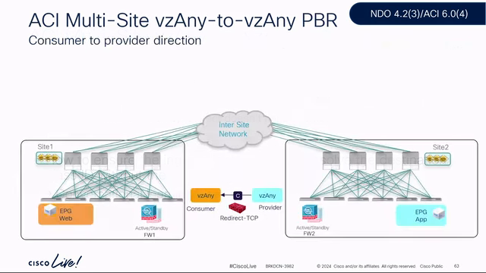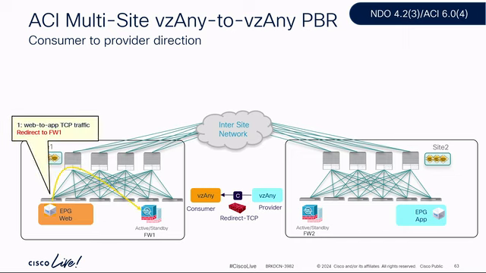Probably it's a little bit hard to imagine what I mean by that. So let me illustrate how forwarding works. Let's say you have VZNE to VZNE contract, PBR. You have web endpoint in site 1, app endpoint in site 2. Web sends traffic to app. Ingress enforcement happens. Traffic is going to firewall 1. And then firewall 1 sends traffic to destination.